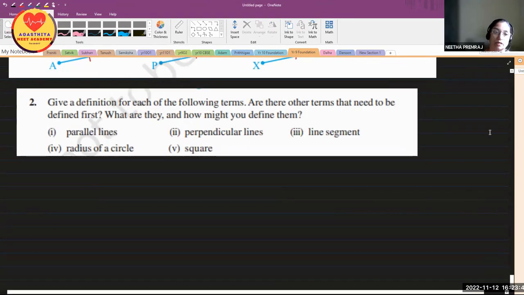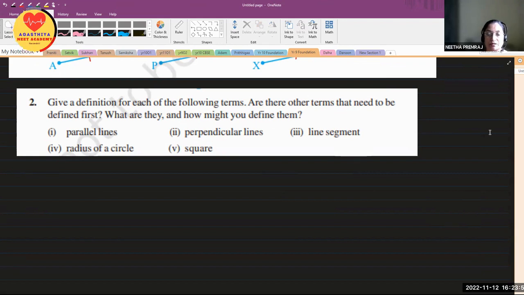This one also. Give a definition for each of the following terms. Are there any terms which need to be defined first? What are they? And how might you define them? Just explain what, yes, Seshatri, tell me what are parallel lines?